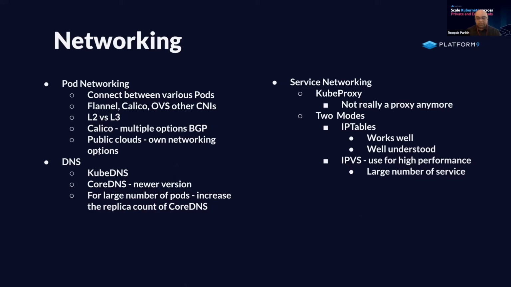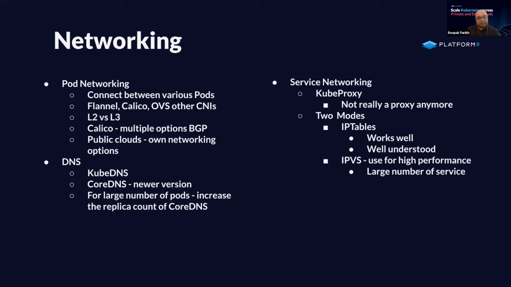The next one is really service. When your pods are connecting to each other, they don't typically connect to each other directly. They connect through the internal services, which essentially act as an internal load balancer for your Kubernetes. And that's where a component called kube-proxy is used, which is not really a proxy. It is a fancy word for configuring IP tables or IPVS. IP tables is used by default. It is well understood, easy to debug if you are managing your own cluster.